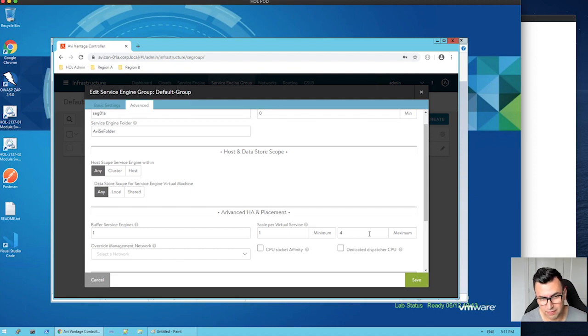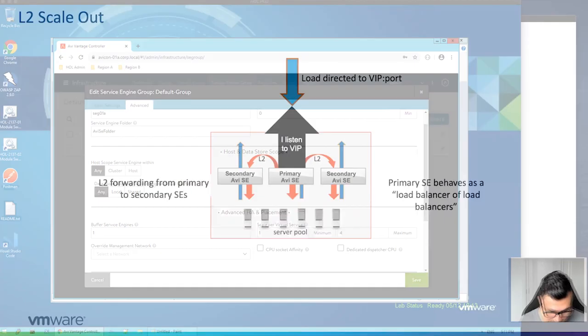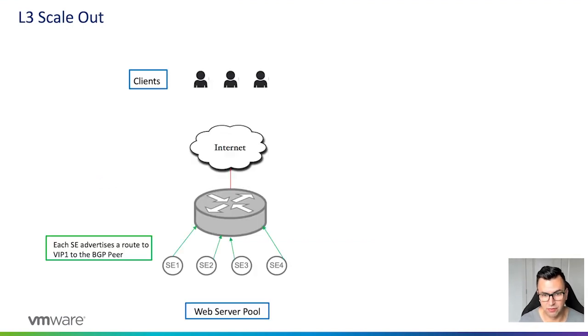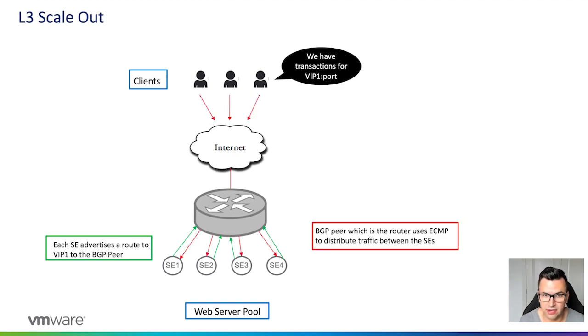So what options do we have? L3. So let's talk about L3 now. In L3, we have these clients that are reaching these service engines, which are providing the load balancing services for this web server pool. Now, each SE advertises a route to the VIP, the virtual IP, to the BGP peer. So the clients are looking for VIP1 and a port. Then they send traffic here, and they eventually get to the router.